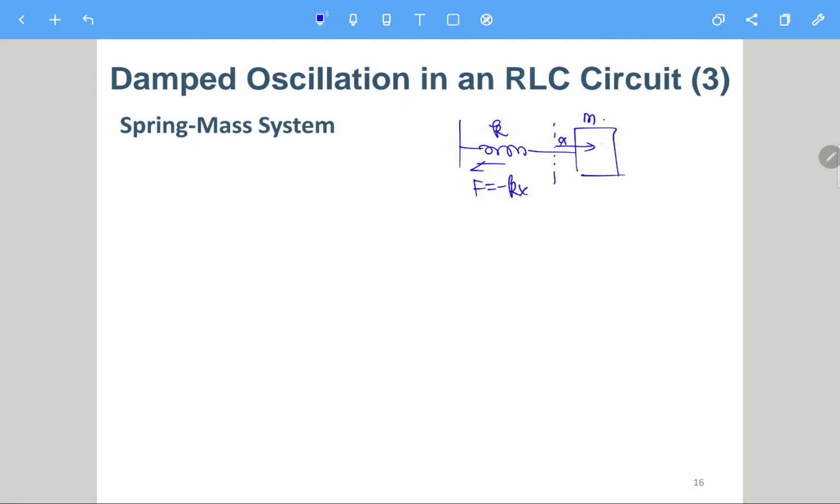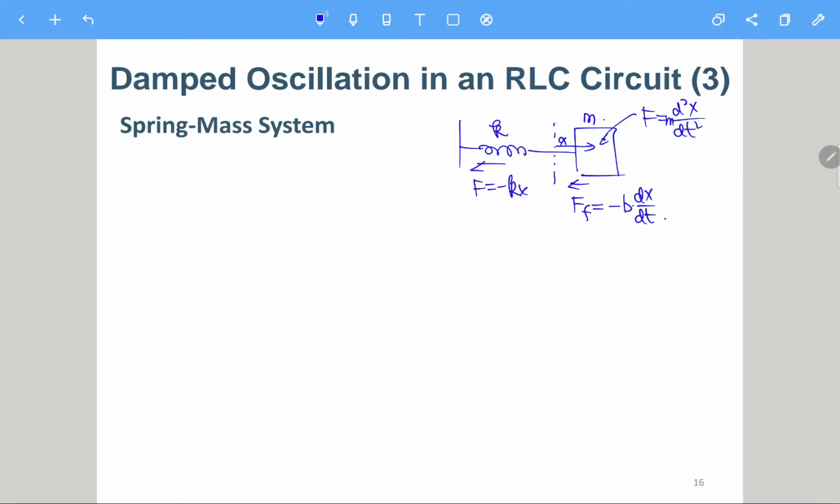And of course, according to Newton's law of motion, F will be m times d squared x dt squared. F equals ma, so a is the second derivative of the displacement. And here we also model the friction force, where the friction force is minus B times dx dt.